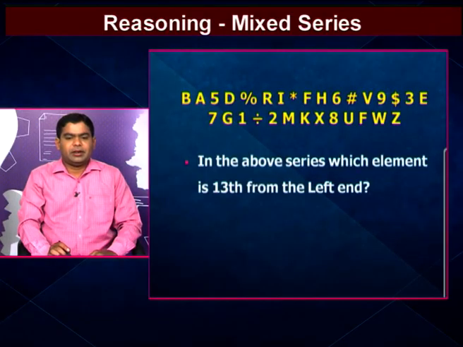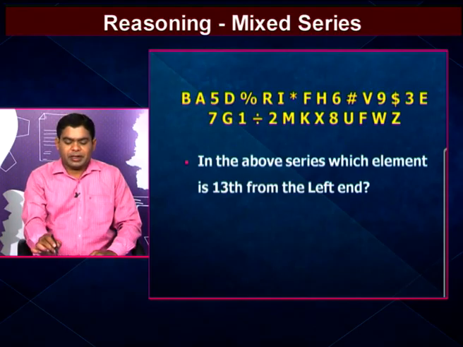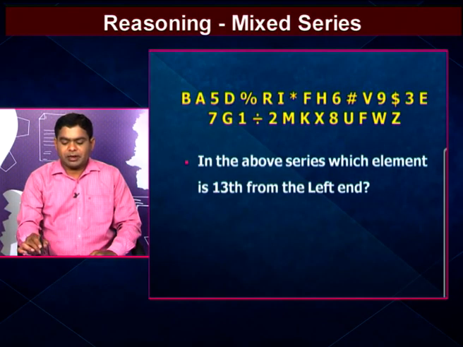Now we go to the topic, alphabet number symbol series. In the given series, which element is 13th from the left hand? Left hand means from the beginning. We count in threes so we reach quickly. The third element is 5, the sixth element is R, the ninth element is F, the 12th element is Ash, the 13th element is V. So the answer is V. Next question.